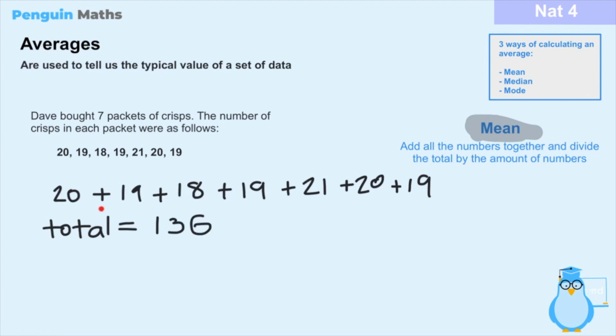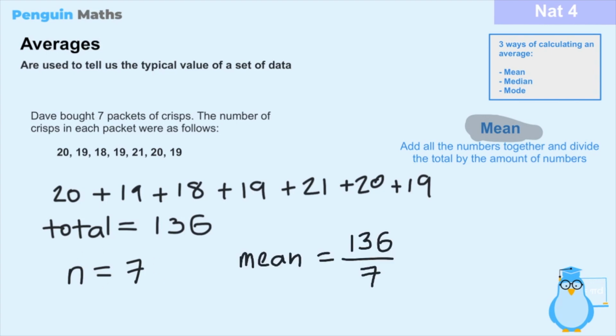So now that we have the total, when calculating the mean, what we have to do now is divide the total by the amount of numbers there are. And for the amount of numbers, I'm just going to call this n. So how many numbers do we have? We have 1, 2, 3, 4, 5, 6, 7. And of course it's 7 because in our question it says that Dave bought 7 packets of crisps, and each of these numbers represents the amount of crisps in each packet. So that means that n would be equal to 7.